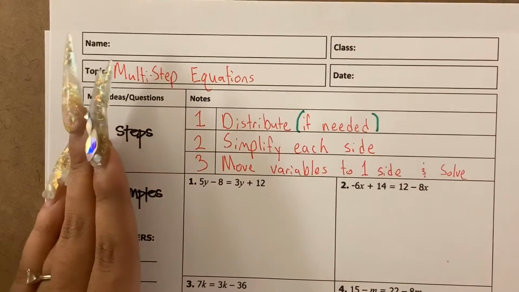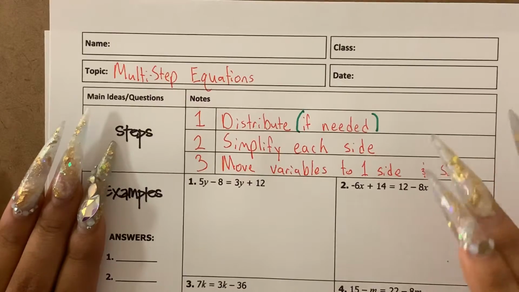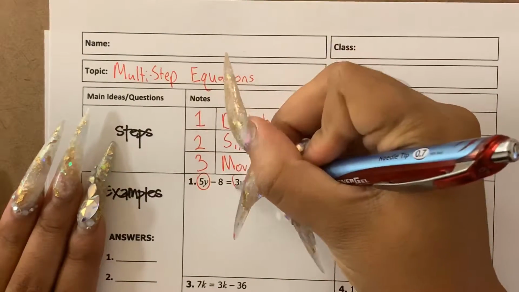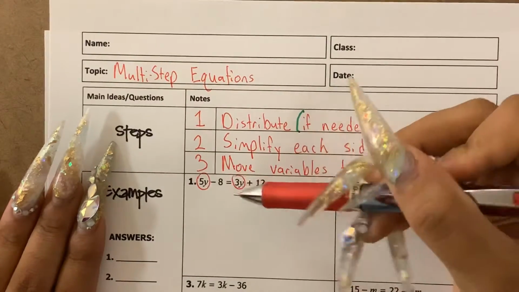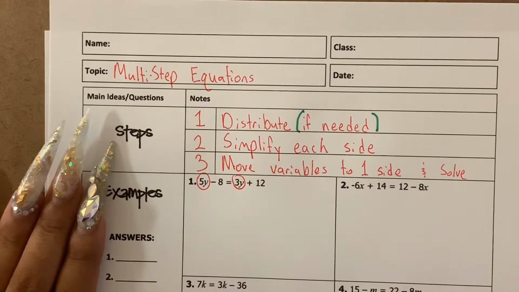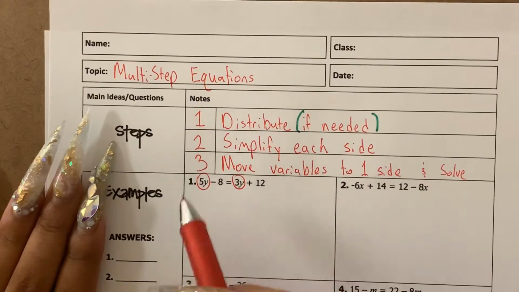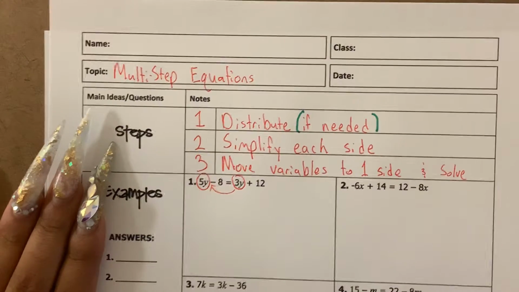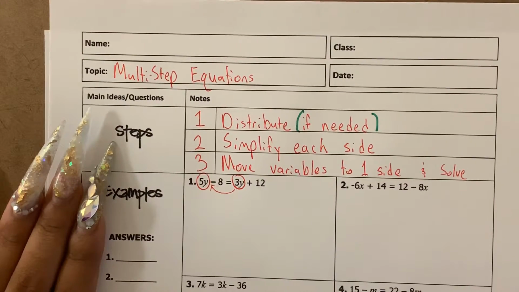So step 3, move variables to one side and solve. It really doesn't matter which variable you move. You can move the 5y to the right or the 3y to the left. I like to tell my students to move whatever is easiest for you. Most people don't like to deal with negatives, so I'm going to move the one that's not going to make me have a negative. If I move this 3y over here, that's the smallest term, so it's not going to make me have a negative.